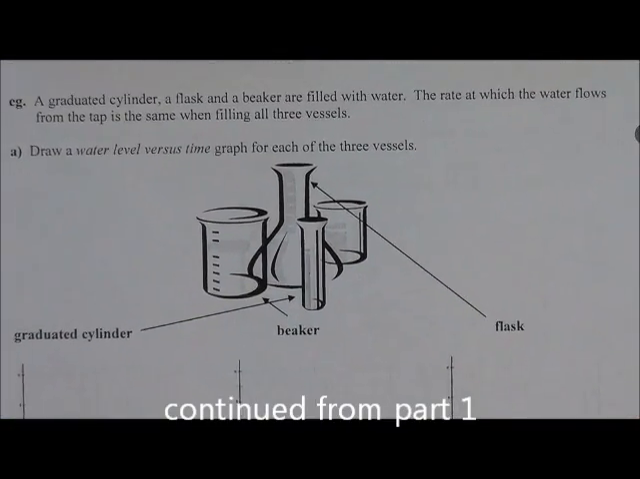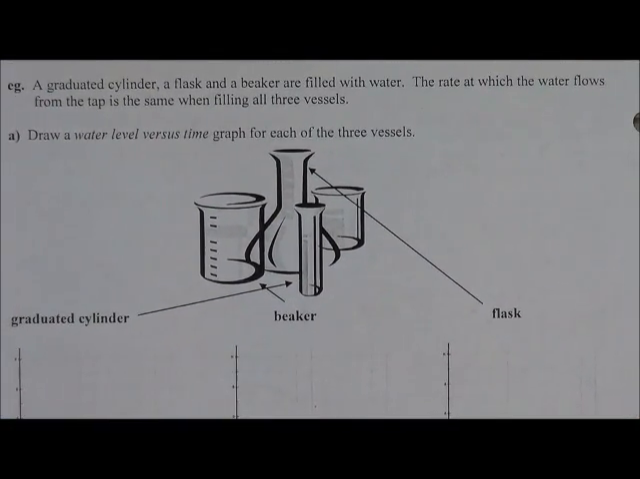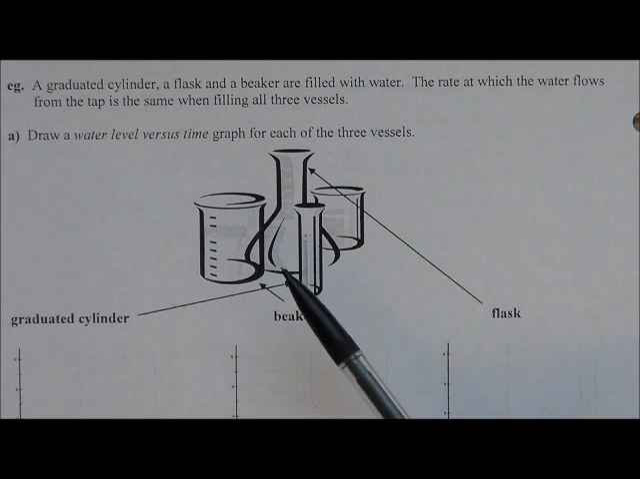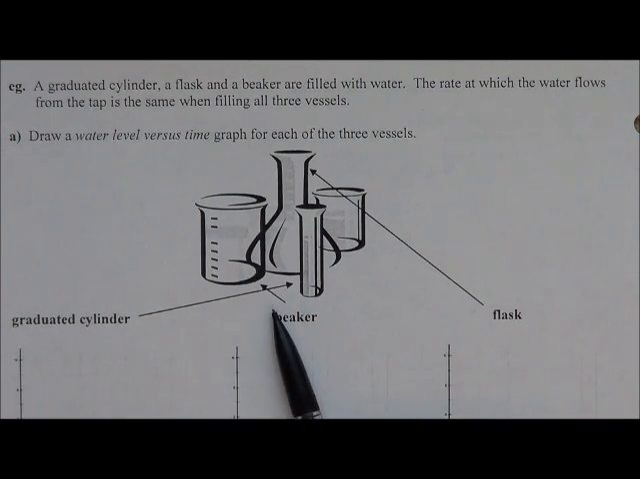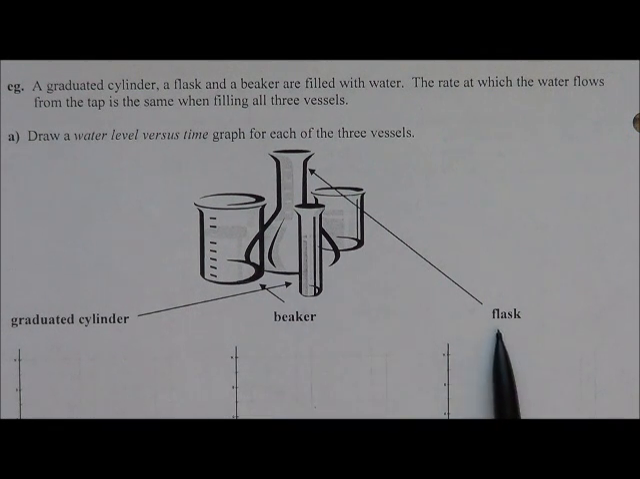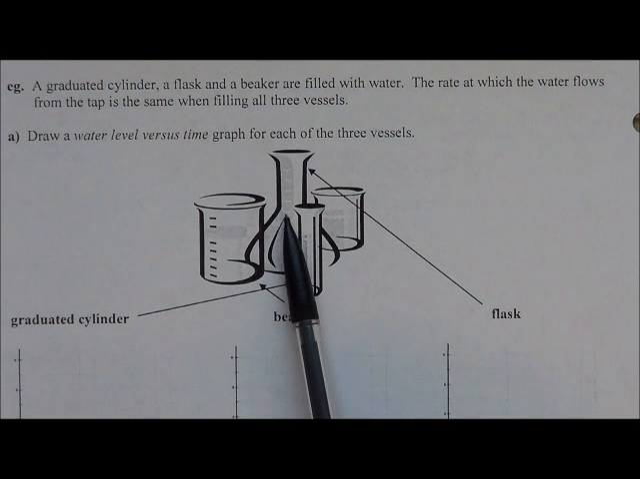Now we'll take a look at a few other different things. A graduated cylinder, a flask, and a beaker are all filled with water. The rate the water flows from the tap when filling the three vessels is going to be the same for each one of them. So take a look at the sizes. The graduated cylinder is this one. I know that's more like a test tube, but let's pretend it's a graduated cylinder. The beaker is this shape here, and then the flask is, of course, this shape with a wide bottom.